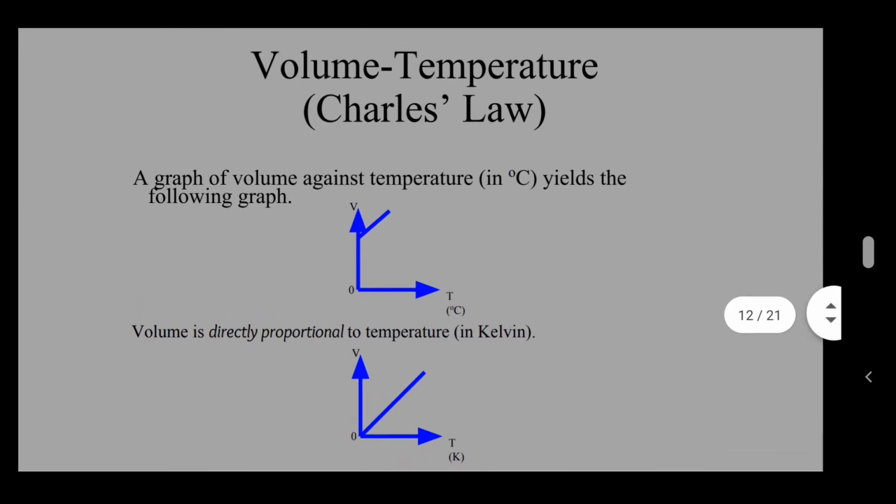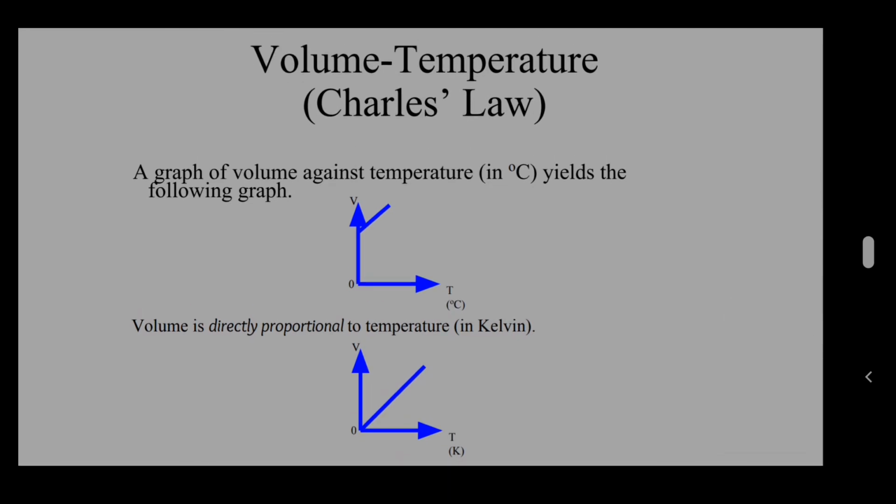Now, we saw a similar example to this last time, and when we use degrees Celsius, we get an odd looking graph. That's because it should extend back to minus 273 degrees Celsius, because at that temperature it's 0 Kelvin. However, if we put the volume and temperature scale in Kelvin, we get a perfect graph that starts from 0 and is directly proportional. So make sure you memorize these graphs because they're very important.